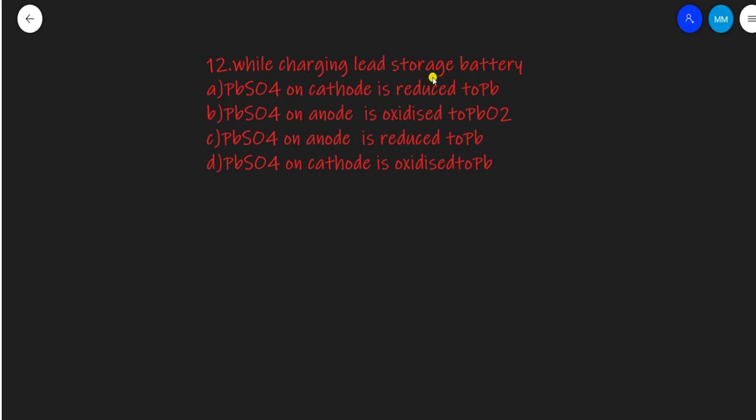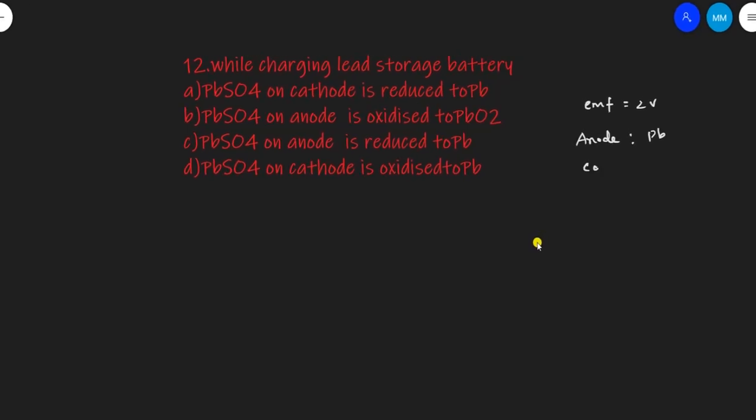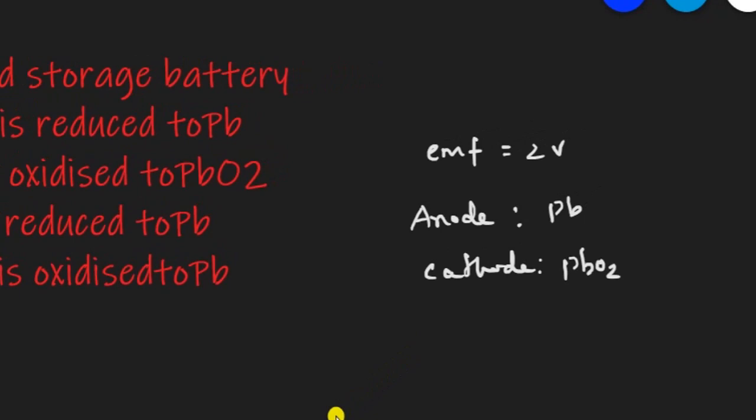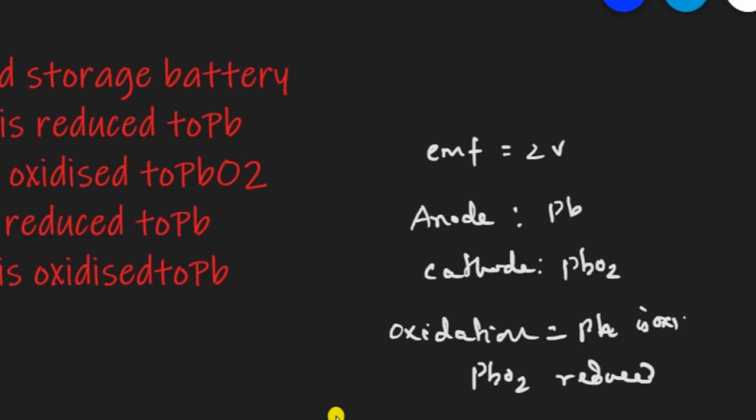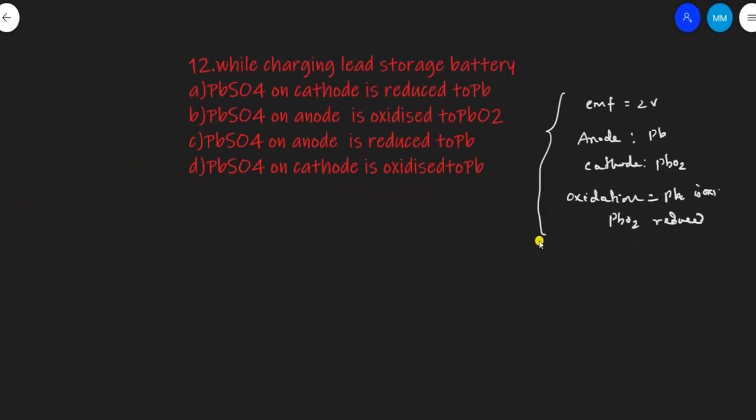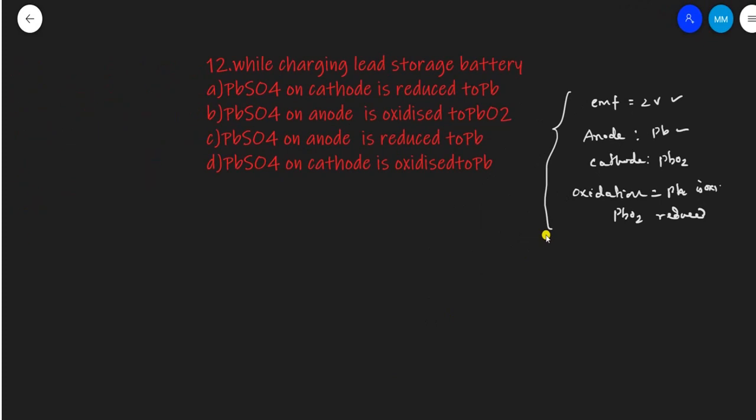Question number 12. While charging a lead storage battery, the lead sulfate on cathode is reduced, lead sulfate on anode is oxidized, lead sulfate on anode is reduced, and the lead sulfate on cathode is oxidized to lead. So in a lead storage battery, the EMF value is 2 volt, the anode is lead and the cathode is lead oxide. Here the oxidation occurs in the anode part, so lead is oxidized, and in the cathode part lead oxide is reduced. So this is the basic of the lead storage battery. The EMF is 2 volt, at the anode lead is oxidized to Pb2+, and at the cathode the lead oxide is reduced.